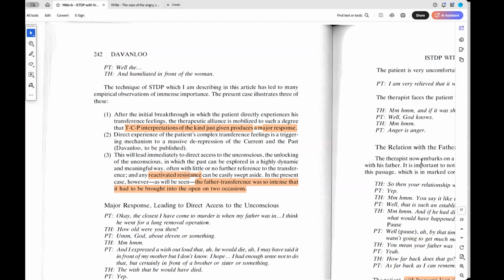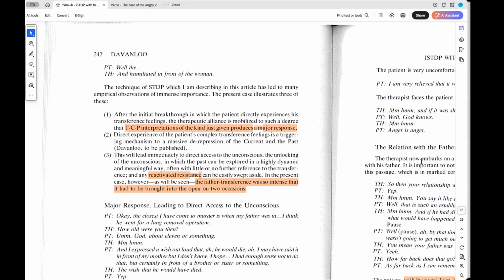So, though Davanloo tries to ensure that the patient is connected to affect, it's not his central focus. Let's underscore this again. I couldn't do it enough. His central focus is to ensure that resistance does not impede the flow of sharing emotionally charged and psychodynamically significant information around the origins of the patient's neuroses and psychological wounding.